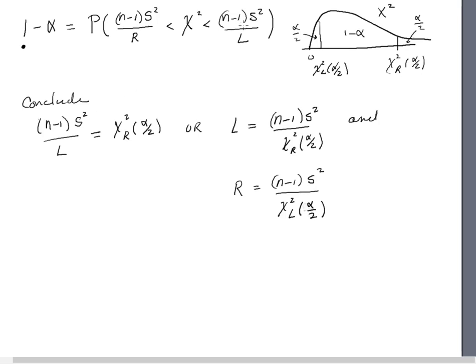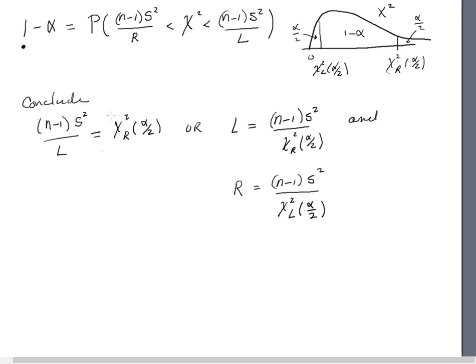So setting this value and this value equal to each other, we come up with the equation n minus 1 s squared over L is equal to chi-square r alpha by 2. Now, don't get confused here. This really is an L and an R. Remember, we divided and inverted, and that changed left to right. This is correct, however. So write this on your note cards this way. Pull it out of your textbook and put it on your note cards.